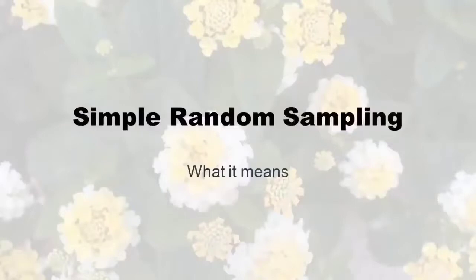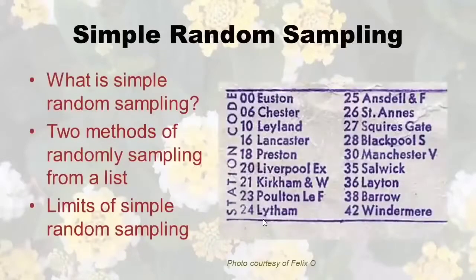Okay, now we're going to specifically talk about different types of sampling, and we're going to start with simple random sampling. First we're going to start with explaining what is meant by simple random sampling. Then we're going to talk about two different methods of doing simple random sampling. They work the same way, they achieve the same thing. It's just that depending on how you're doing your research, one might be more convenient for you than the other.